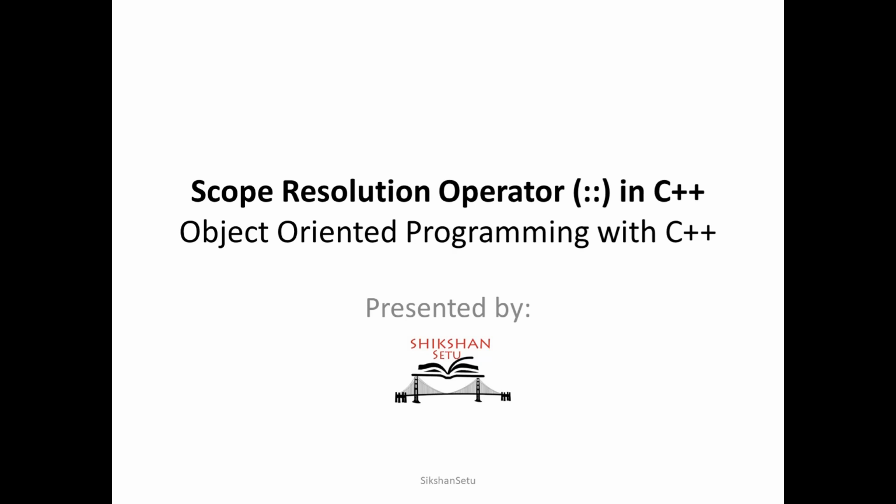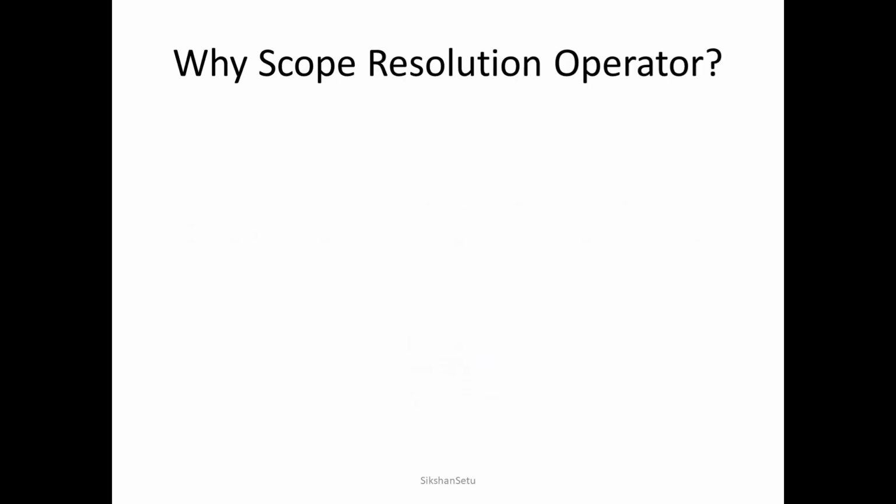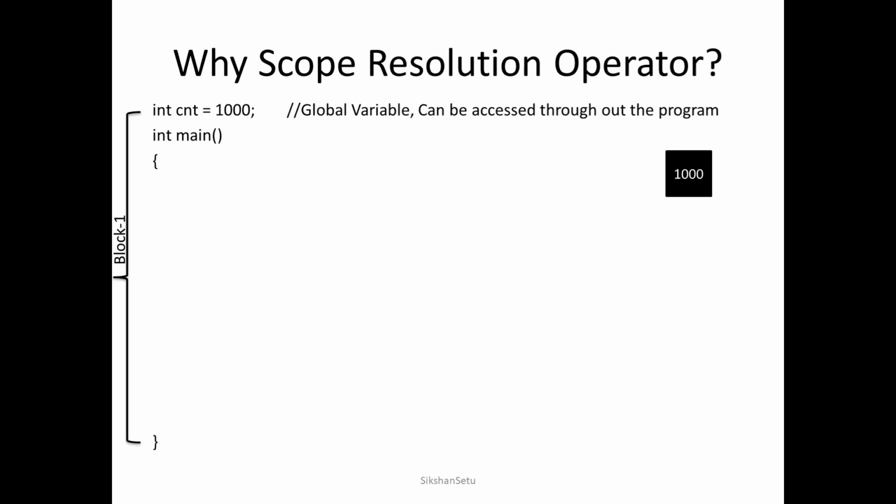Hello friends, in this video we will be talking about the concept of scope resolution operator in C++. First of all, we try to understand what is the need of scope resolution operator. So I have created one program. In that program I have declared one global variable named CNT.